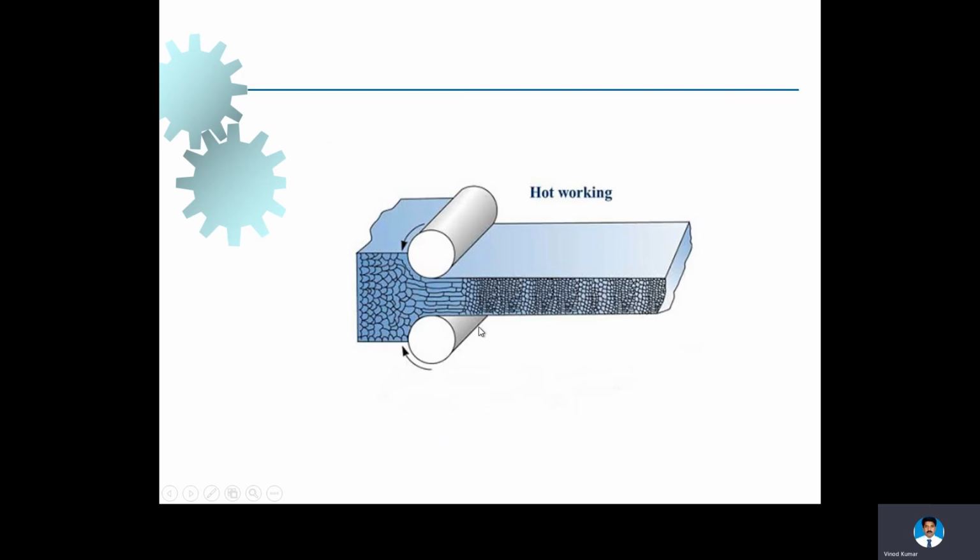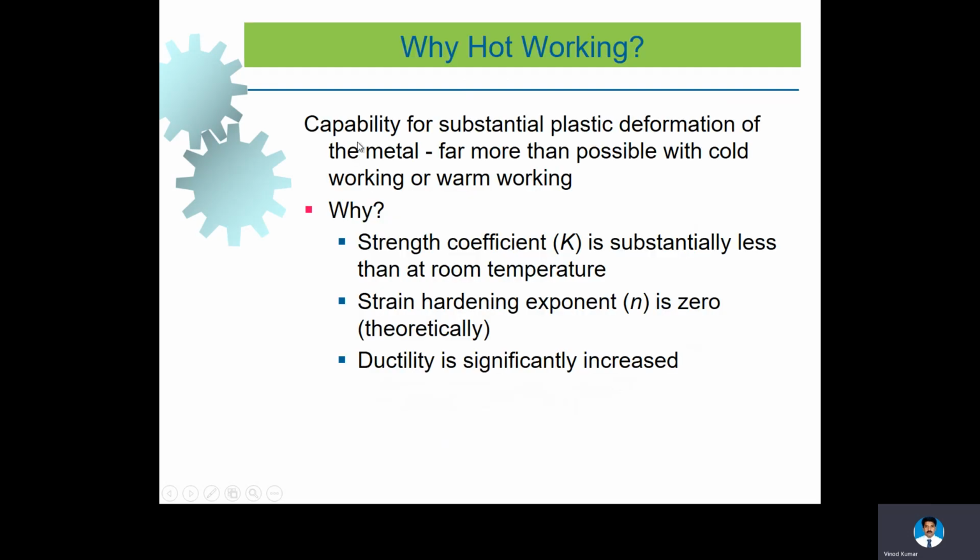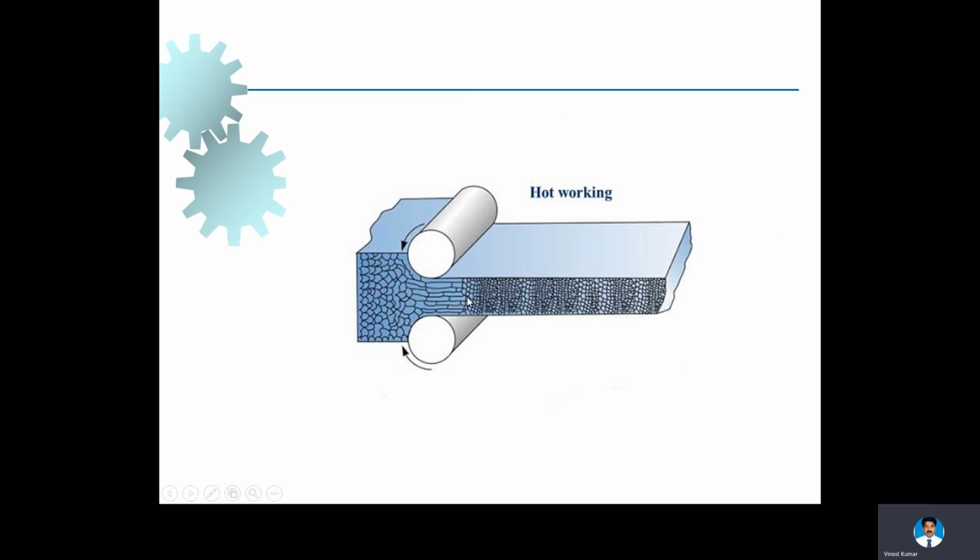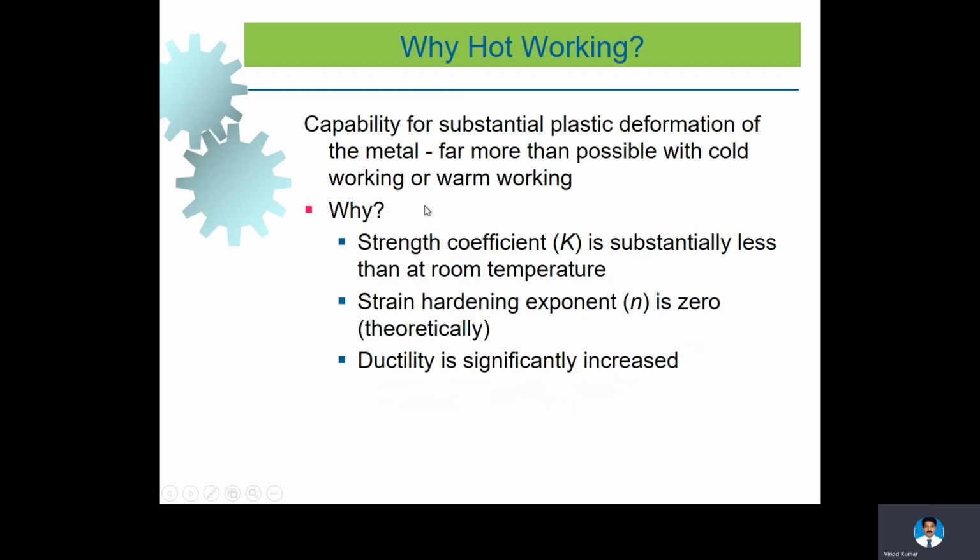In hot working, as you can see here, new grains will be produced and internal stresses will be released. Cracks and porosity will be relieved, and these are some of the advantages of hot working. Another important advantage is the capability of substantial plastic deformation. Large deformation is possible because we are heating the material to a higher temperature, ductility increases, and less force is required to produce large deformation.